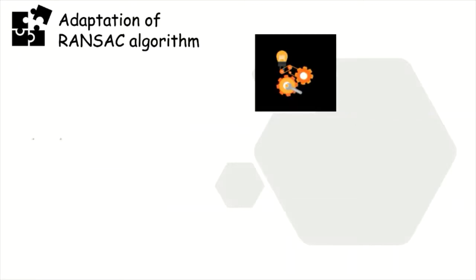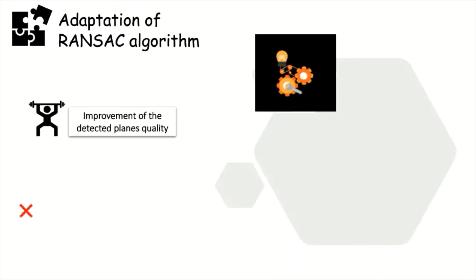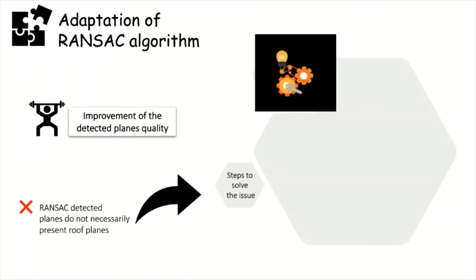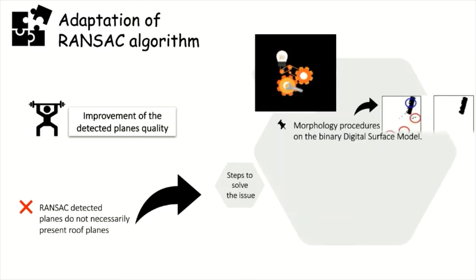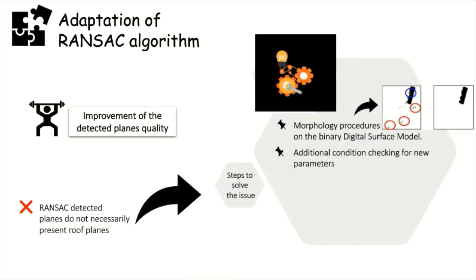The next step in adaptation is improvement of detected plane quality. We know that the planes detected by RANSAC need not always be roof planes. So it can be improved by techniques like morphology procedures. These can be applied on the binary digital surface model to eliminate noise and to fill the lost points in detected planes. Next, an additional condition check is added to the conditional line of the algorithm to avoid already detected planes in the next trial.